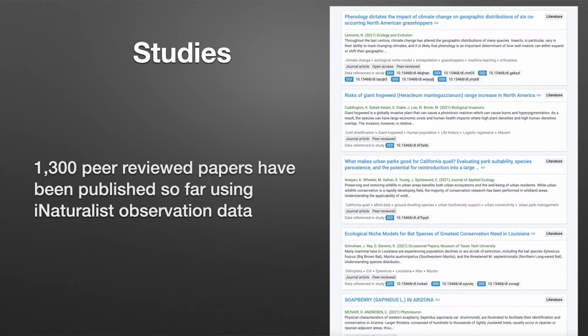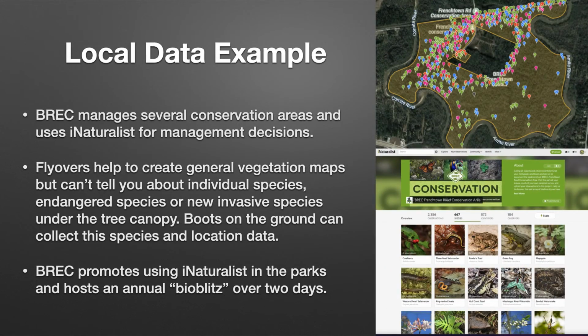GBIF shows that 1,300 peer-reviewed papers have been published using iNaturalist data. That is incredible. Locally, iNaturalist data is used for land planning. For example, Breck uses iNaturalist to collect data about species in the conservation areas.